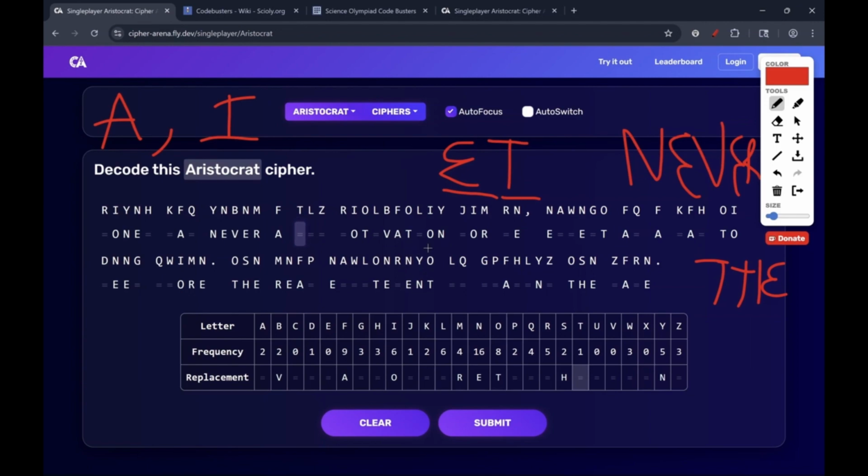And something else I'd like to mention is that endings of words are also very useful when it comes to aristocrats. So like TION is a common ending, ING is a common ending. And as you solve more and more ciphers, you'll notice those endings a lot more. And what do I notice next? When I look at this sentence, the second one, this looks like it's going to be "the real." So I'm going to fill that out next.